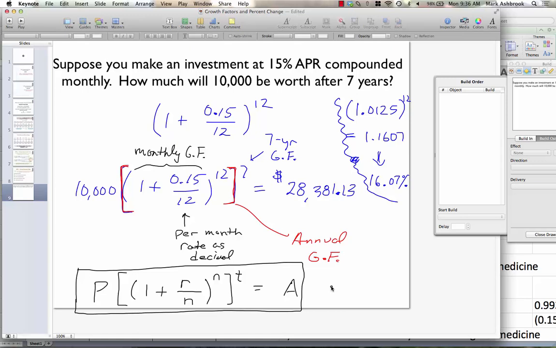Okay, so this was monthly. I want you to do the same problem. What will it be worth? Everything's the same except do compounded daily. So 50% APR compounded daily. How much will it be worth? 10,000 after 7 years. Go. So same thing, daily. Don't just use the formula. Think through the process again. Just practice the process that we did to get that formula. Go through the process again, thinking through every growth factor.